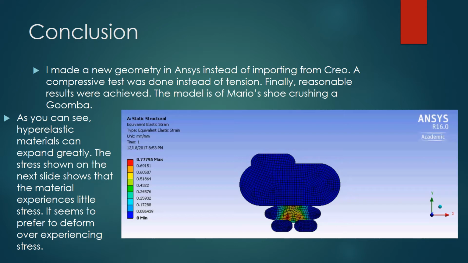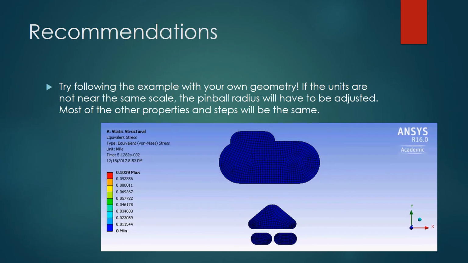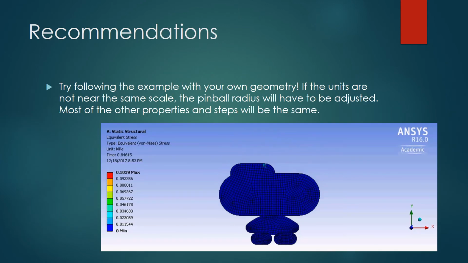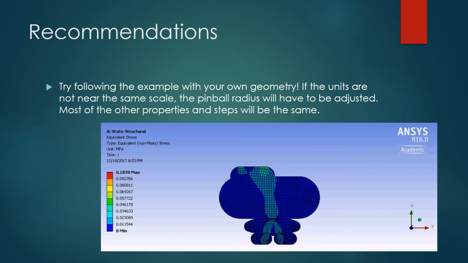It was amusing, and as you can see, the material deformed a lot. The polyethylene support did not deform at all, and the hyperelastic deformed very rapidly. In the next slide, you'll see the stress, and the stress was very small throughout the whole time. So have fun, try to make your own example and see what you can find out about hyperelastic materials. Most of the properties will be the same, but with different geometries you have to change the pinball radius.